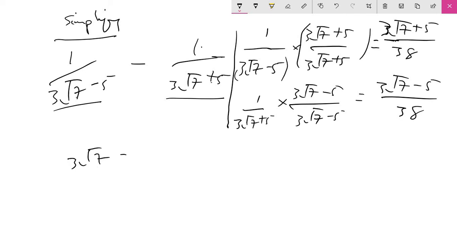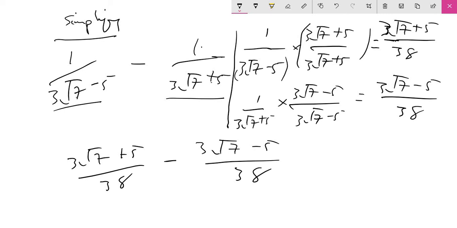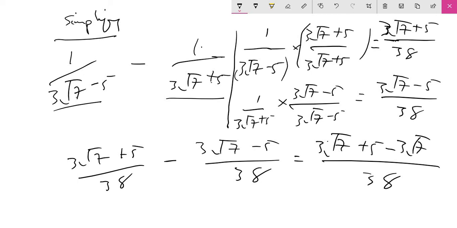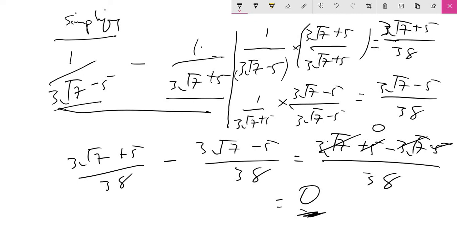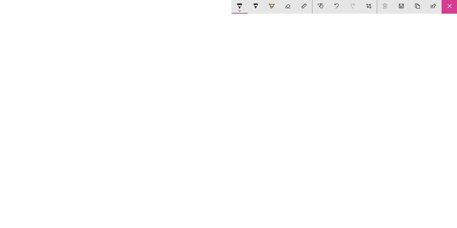So we have 3 root 7 plus 5 divided by 38, minus 3 root 7 minus 5 divided by 38. These are the same denominator. The LCM will be 38, so the two numbers just come together, minus 3 root 7 minus 5. Again, you can see that 5 minus 5 gives 0, so this cancels out, and that also cancels out, and the top gives 0. So you have 0 over 38, which is 0. So this expression simplifies to 0. You can try more examples, and now let us solve this particular question.